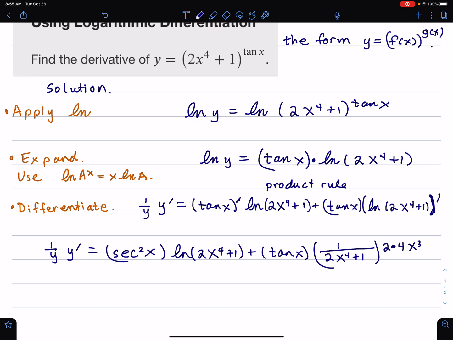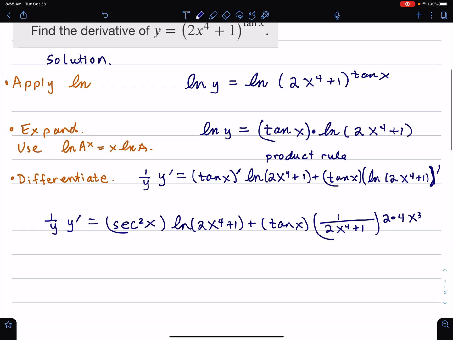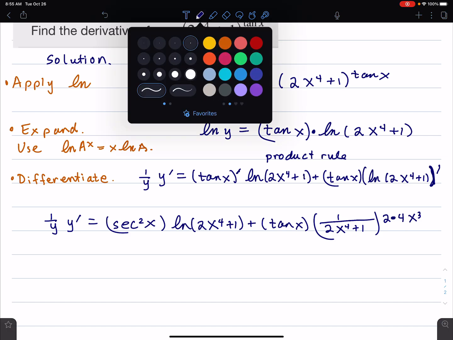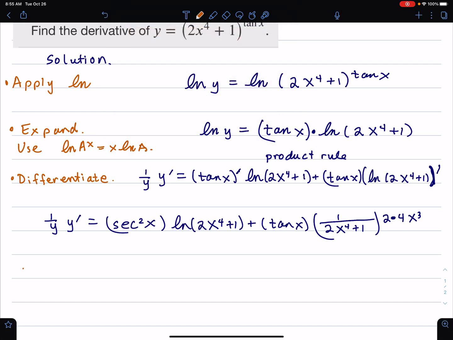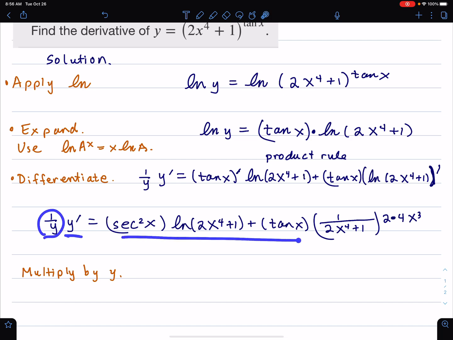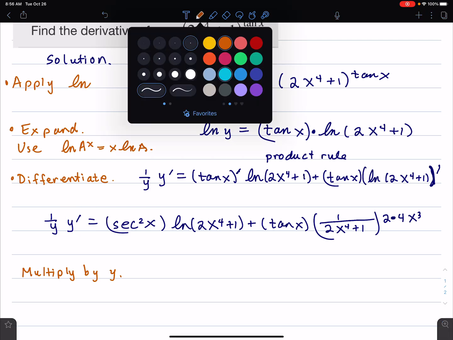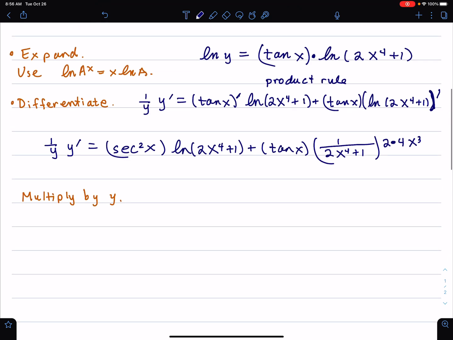Then there's a little simplifying, but as we simplify, another thing we need to do is multiply by y. The reason for that is, as we see, this is 1 over y times y prime equals all this stuff. So we want to get y prime all by itself. We're trying to find y prime. That was our goal from the beginning: differentiate, find y prime.